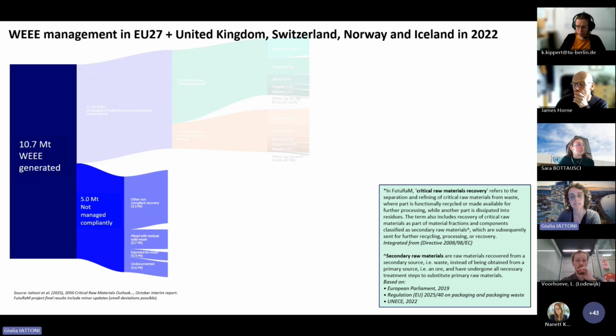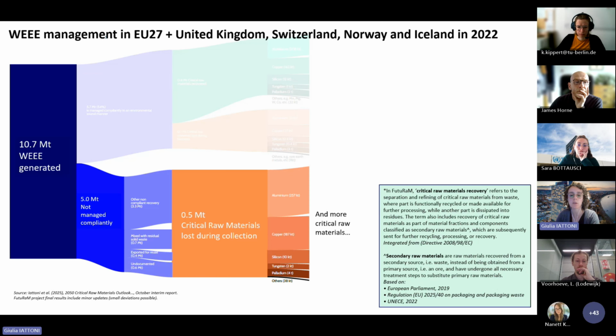Then another part is discarded with the residual solid waste and sent to landfill or incineration. A fraction is exported for reuse, and the remaining share remains undocumented, likely either exported illegally or processed through informal or unregulated channels. And this led to 0.5 million tons of critical raw materials being lost even during the collection phase.